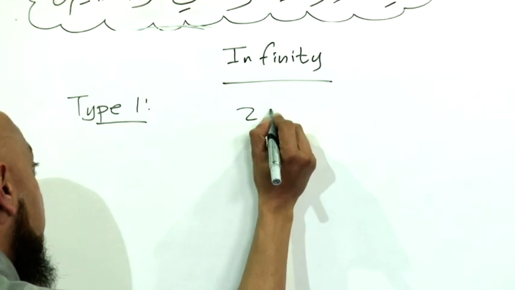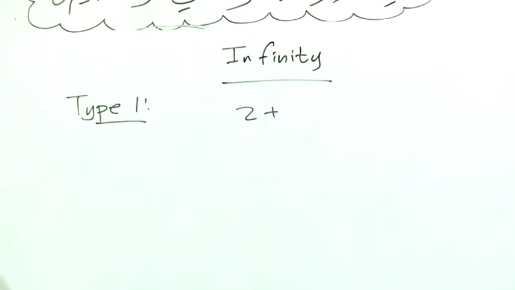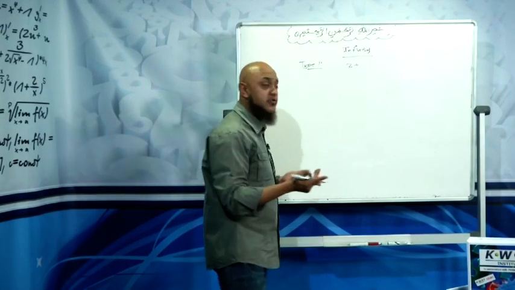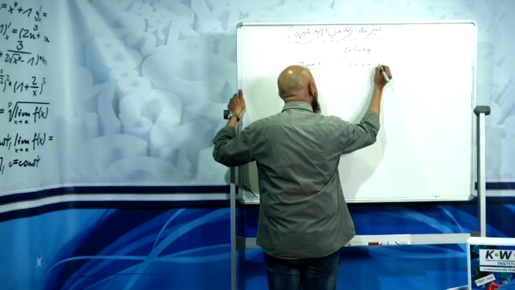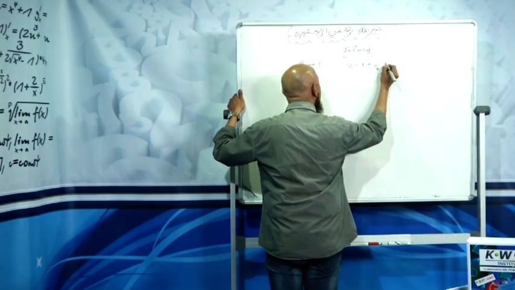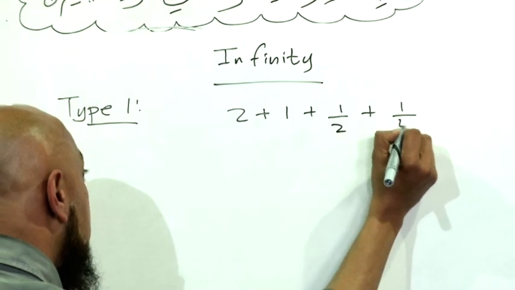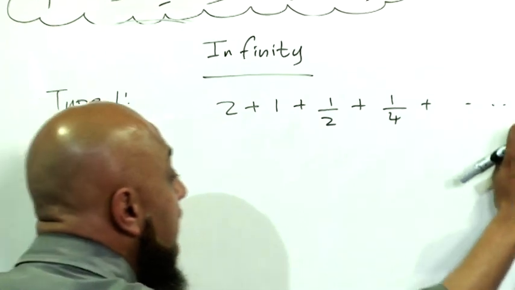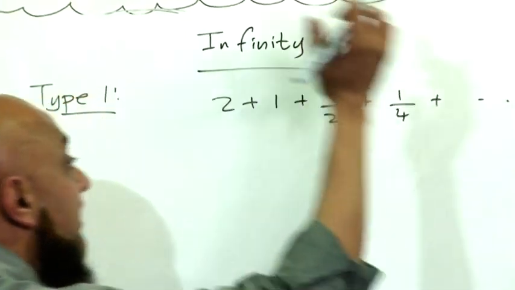So if I told you 2 plus, let's take a common ratio of a half. So 2 times a half is 1. 1 times a half is a half. A half times a half is a quarter, plus dot dot dot going on to infinity. Now they don't need to put an infinity sign. They can just leave it like that.